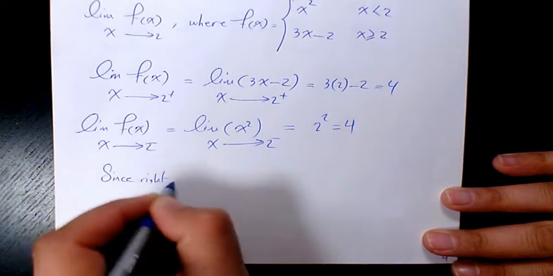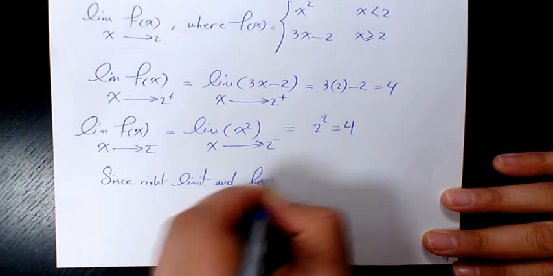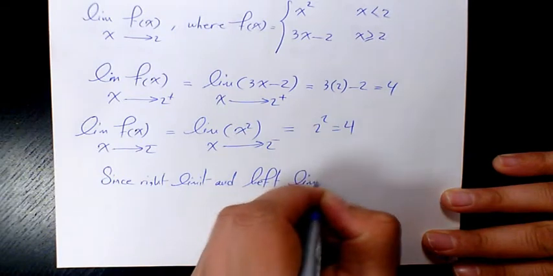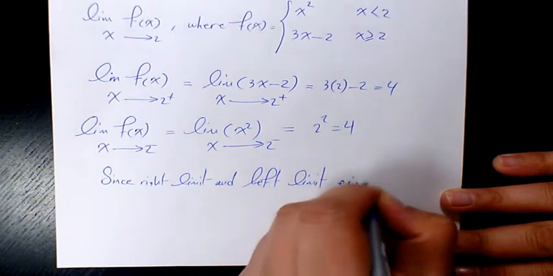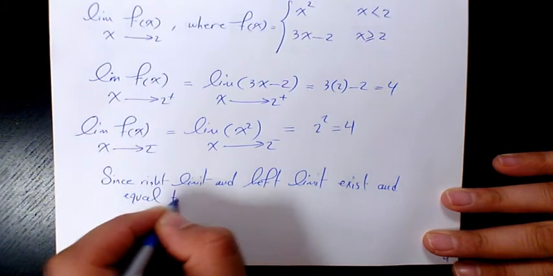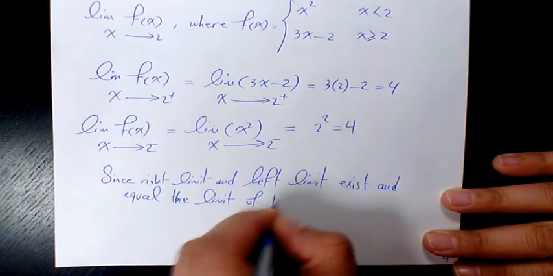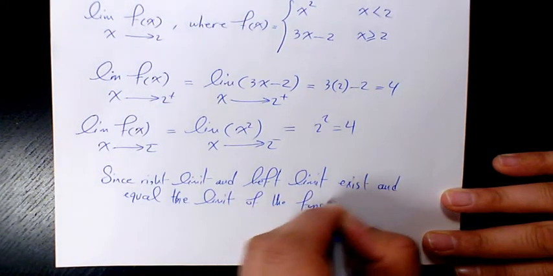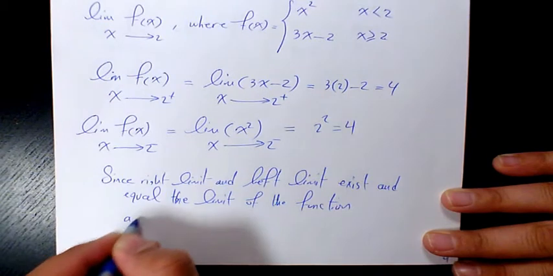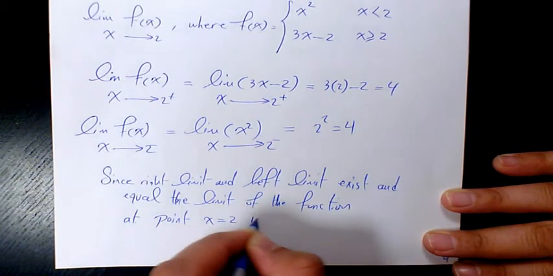Since the right limit and left limit exist and are equal, the limit of the function at the point x equals 2 is 4.